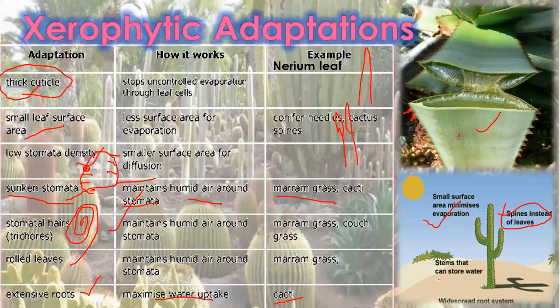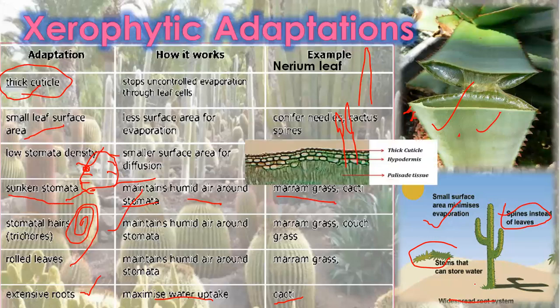And here you can see stems that can store water. So you can see here, this is the best example. Aloe vera can store water, but it is in the form of a gel-like substance because it is thick, so there will be less evaporation of the water. And also widespread roots are there, which give the availability of more water.